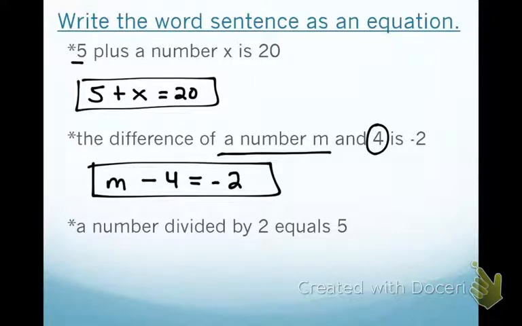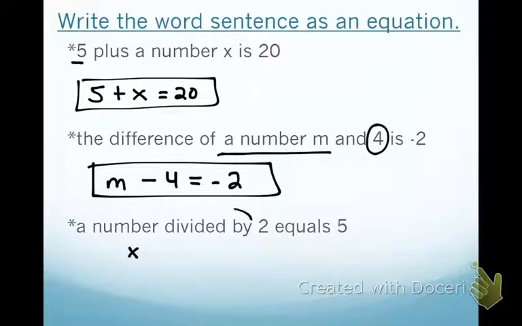Is there anyone who would like to do the final one for me? Let me have Hunter. A number divided by 2 equals 5. Does it tell me specifically what number to put there? No. So we know you can use any variable you want. What variable do you want to use? Okay, he wants to use x.